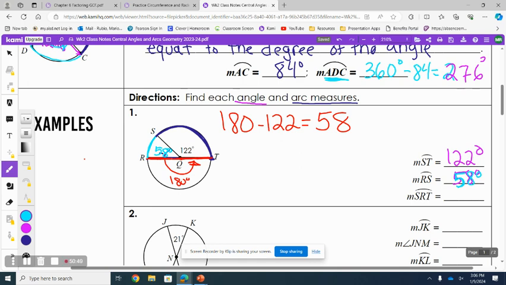Okay? So on these problems, it's going to give you some information, but you have to do some math to get the rest of the information. You also have to remember the rules of circles. There's 360 degrees in a circle. There's 180 degrees in a half circle. There's 90 degrees in a quarter circle. Okay?